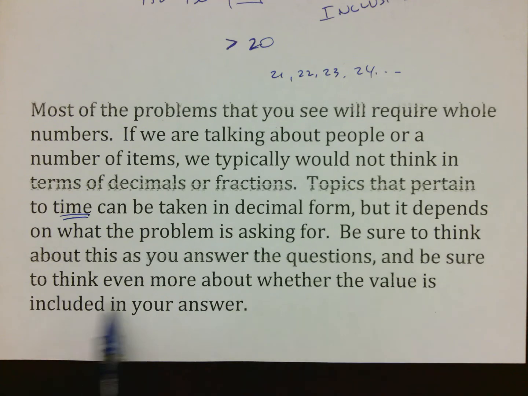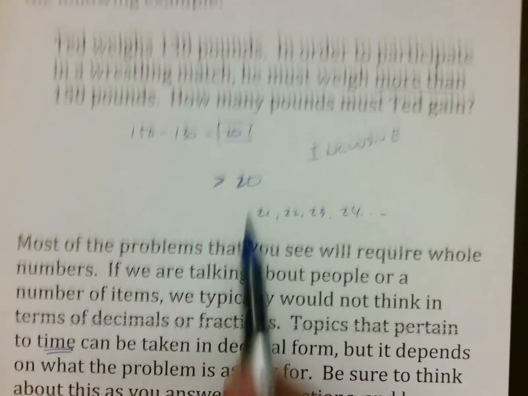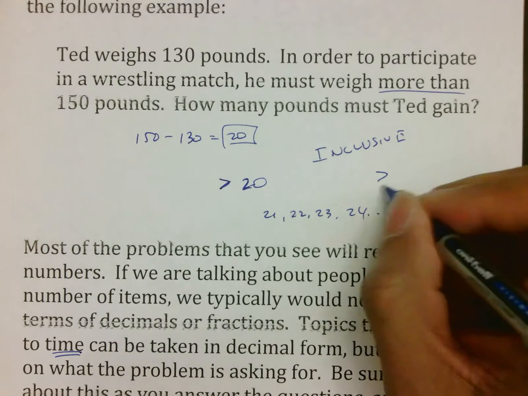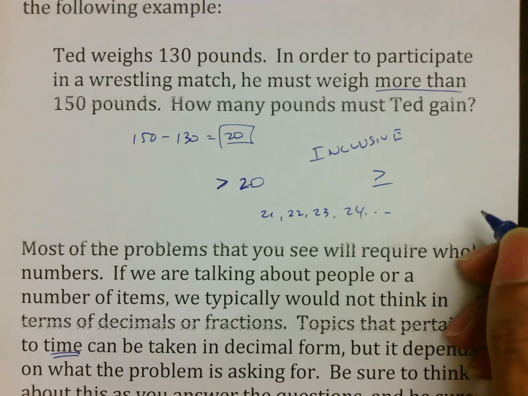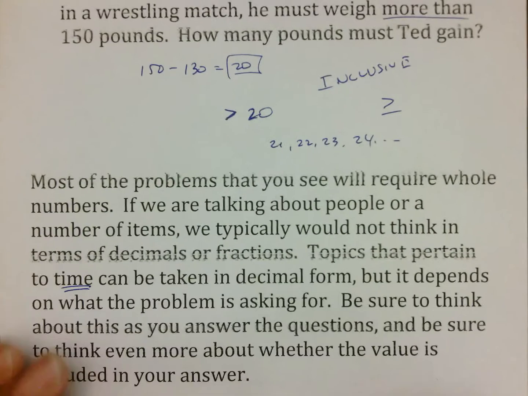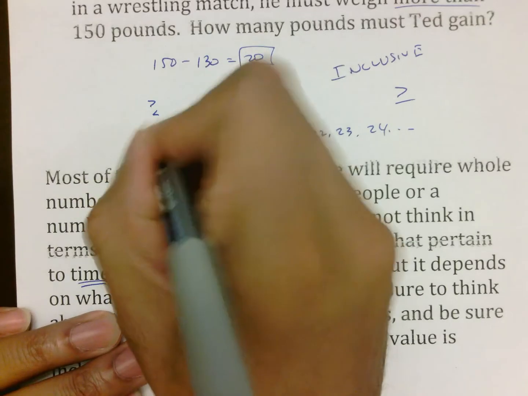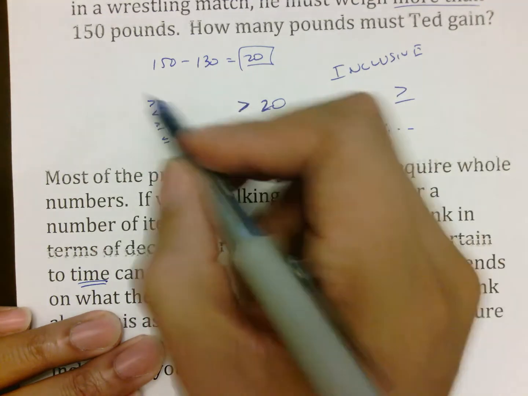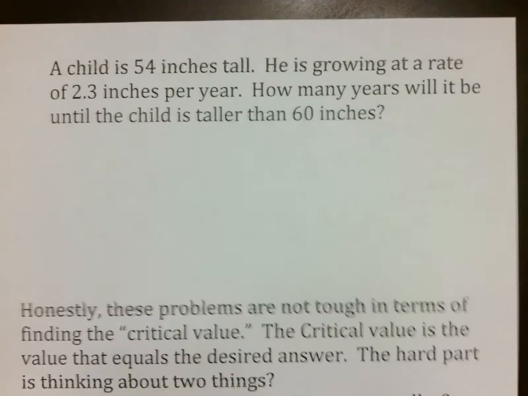Also, be sure to think about whether the value is included in your answer. Again, that's the inclusive part. Do we include the 20? Do we not include the 20? Should it be this symbol or that symbol? On the computer, a lot of these give you the option to choose one of these, and you want to make sure that you choose the right one when you answer that question.